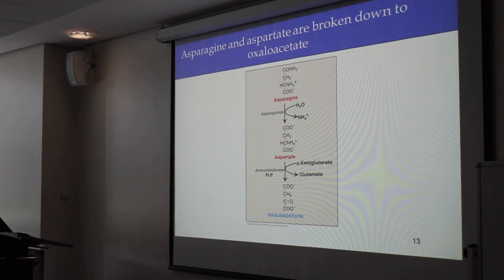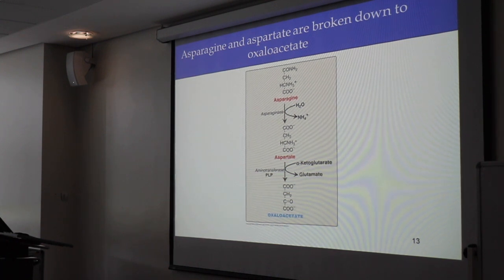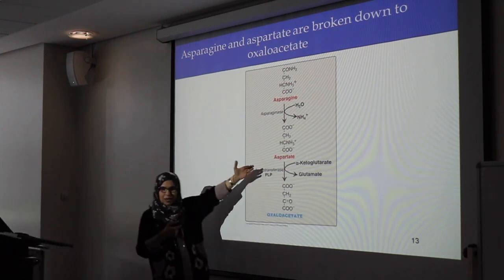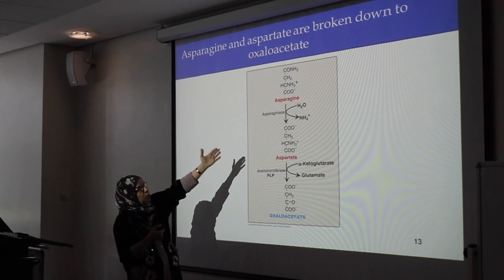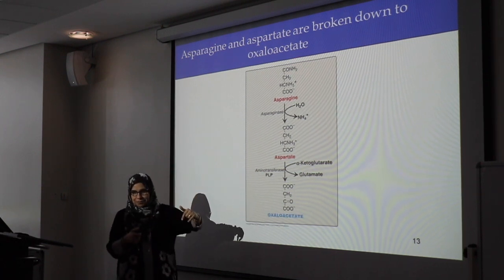How many amino groups do we have in asparagine? We have 2. Okay, asparagine and glutamine have an amino group in the R group side chain, so they have two amino groups. So if you remove the first amino group, you still get an amino acid, which is aspartate. Okay? You just go from one amino acid to another by removal of the amino group in the R.